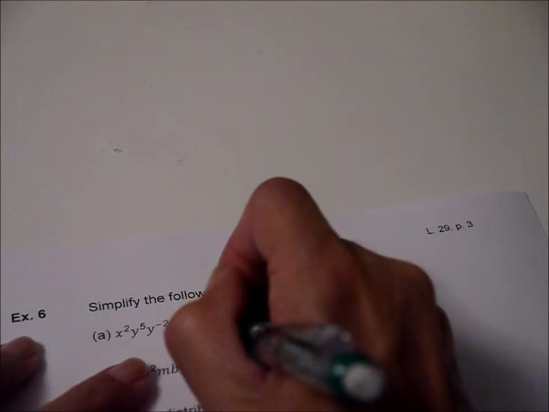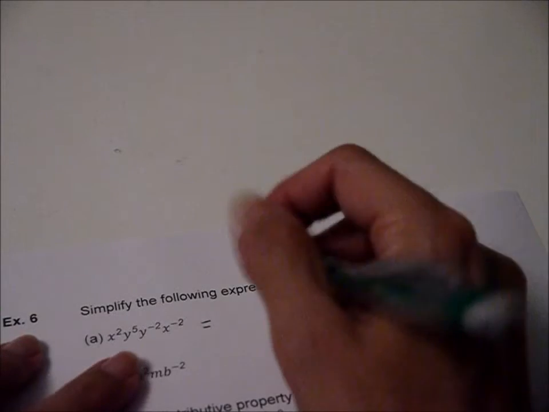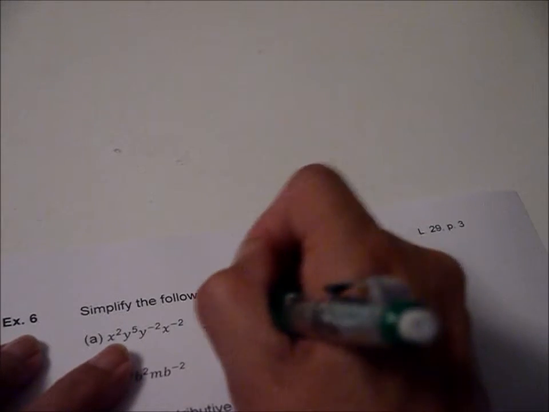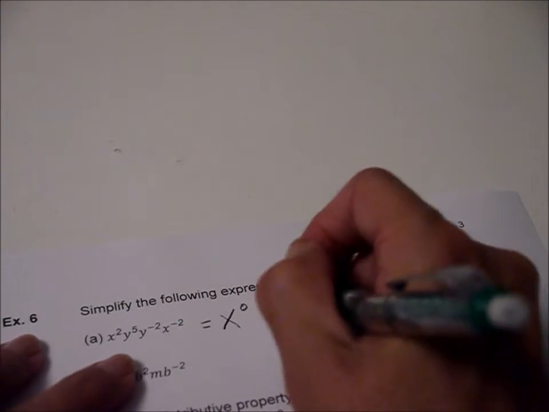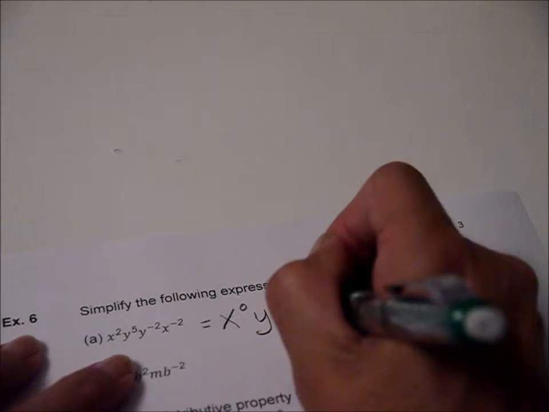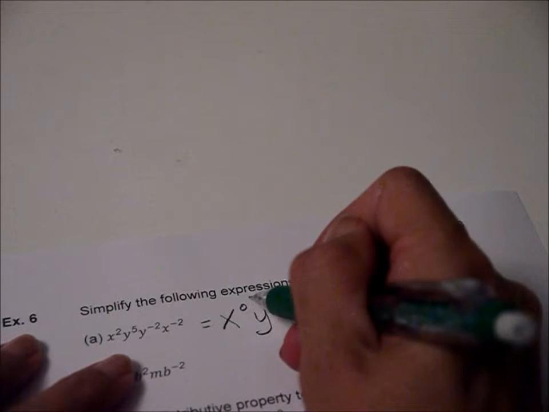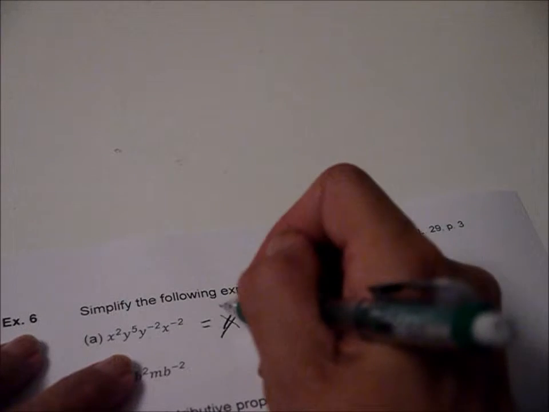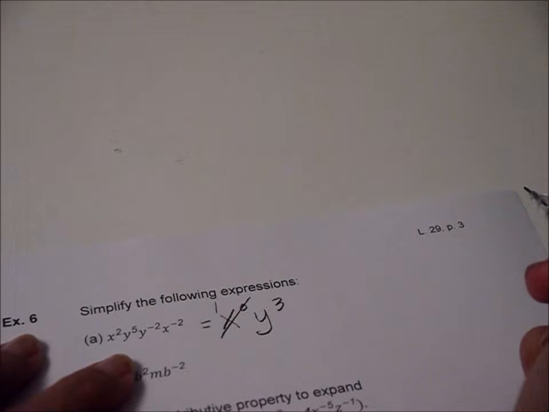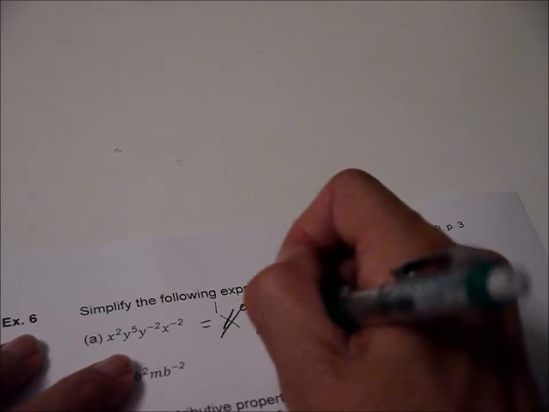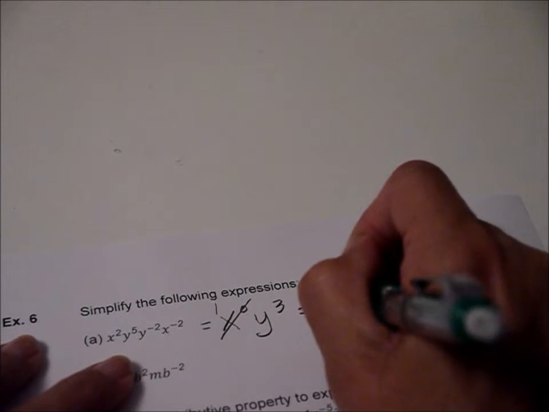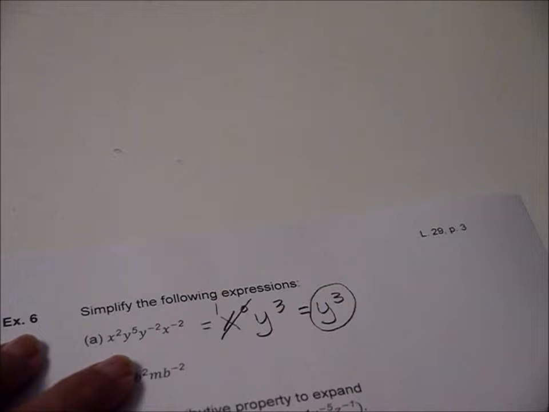So I'm going to do this in 2 steps, just so you can see. That equals x to the 0 power, y cubed. Now, when you get something to the 0 power, you can now cross it out, and it equals 1. So our final answer is 1 times y cubed, which is just y cubed, because we don't write that 1.